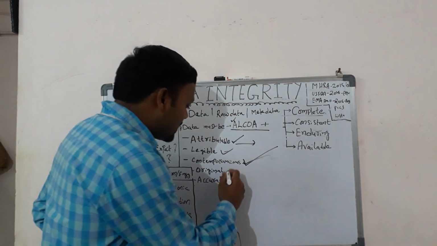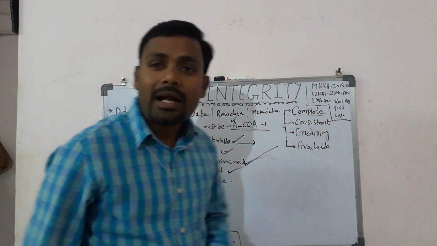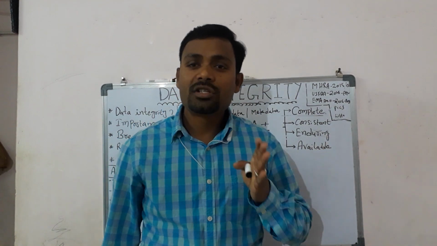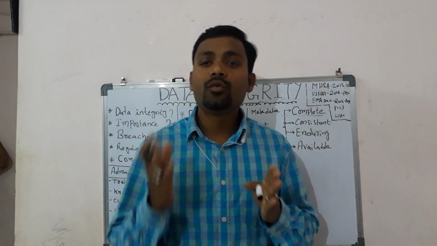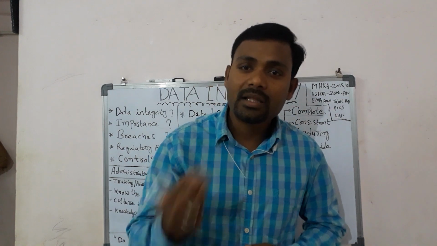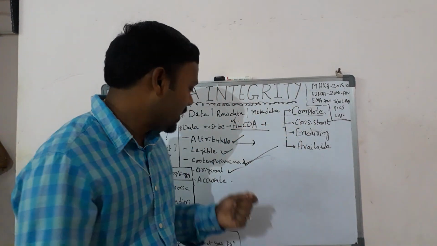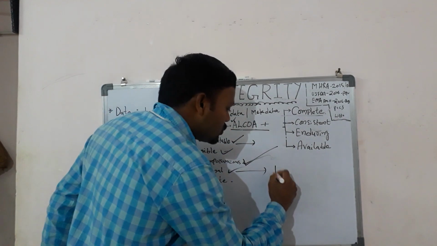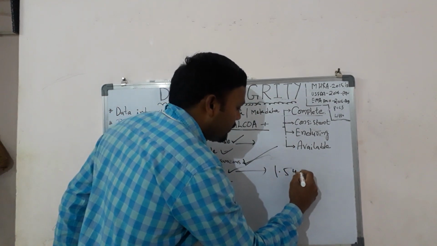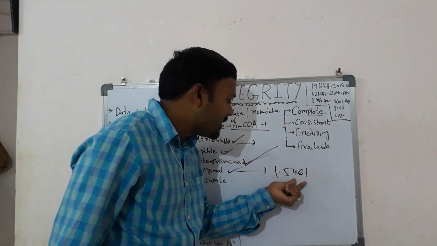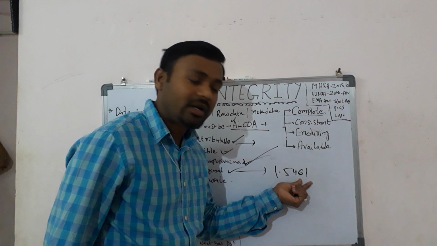And the fourth one is originality. You have to show whether the information is original or a copy of the original. You have to maintain the true copy or original copy. You have to maintain clarity in that regard. And one more example here: suppose you have written 1.5461 like this, what does it mean? It is just a number, 1.5461. There is no meaning for this.